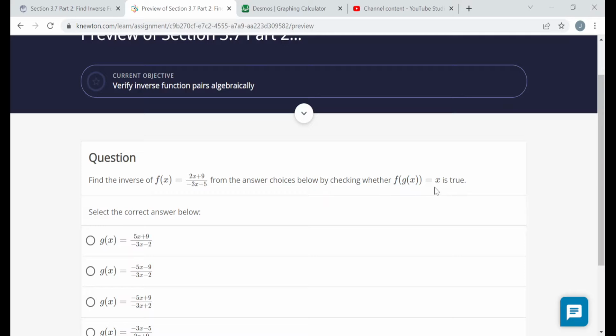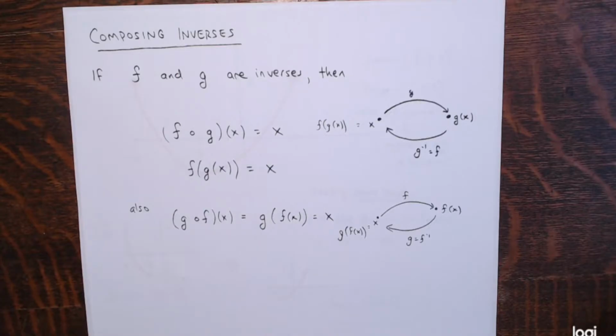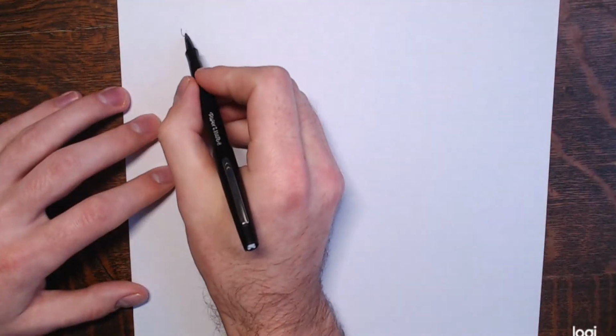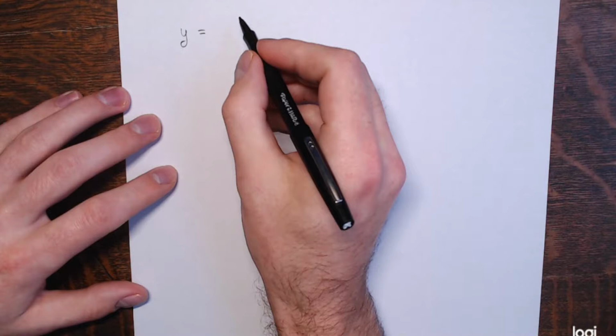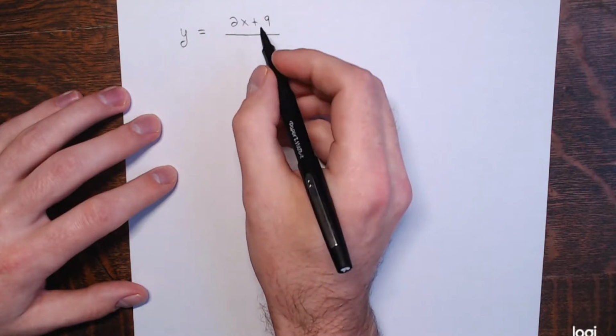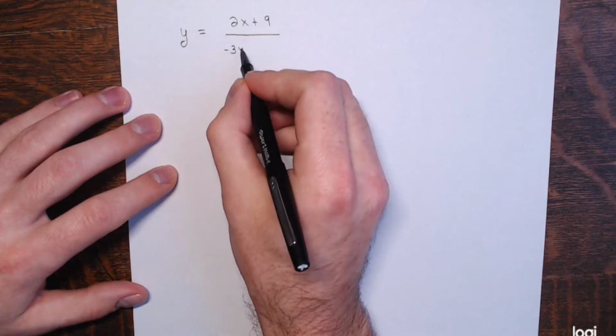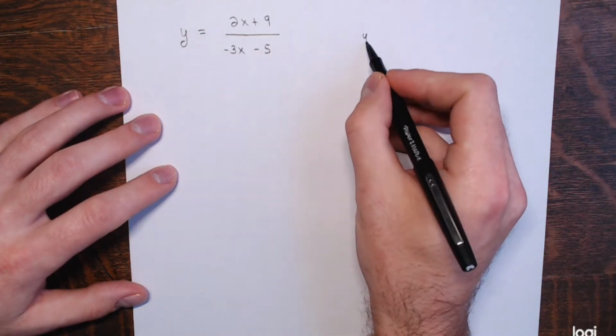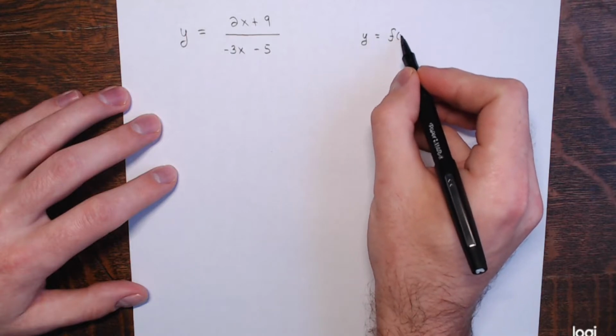It better happen. Alright, so I'm going to go through and find the inverse the way I did earlier, algebraically, switching x's with y's, y's with x's. I'm going to call f of x y and do all that switching. So let's write this out. So we're given y equals 2x plus 9 divided by negative 3x minus 5. And again here, y is f of x.